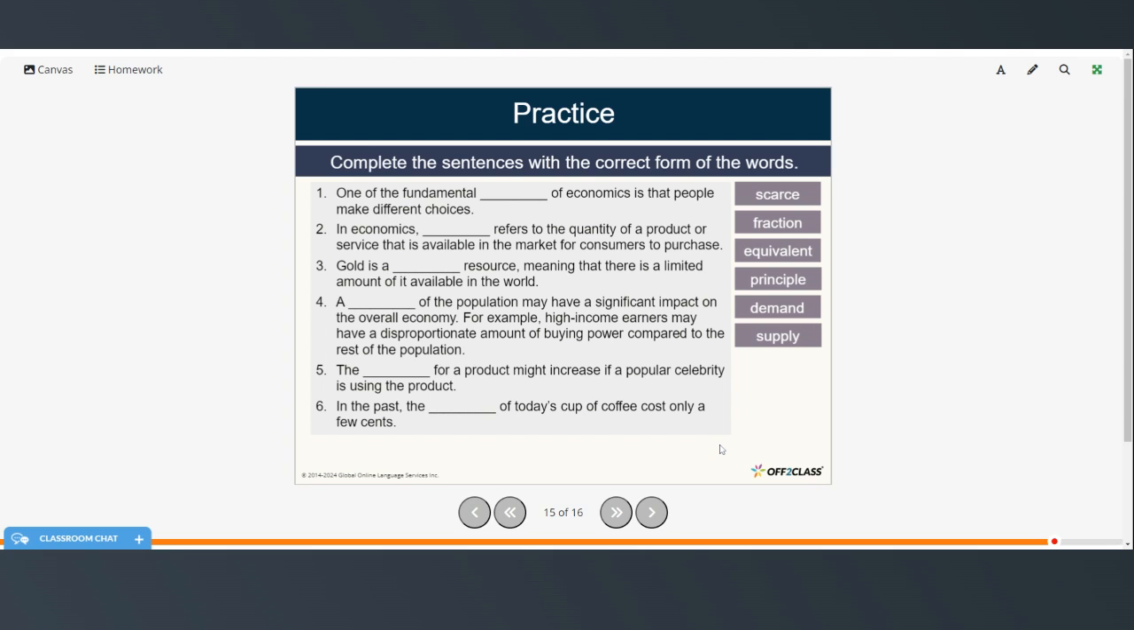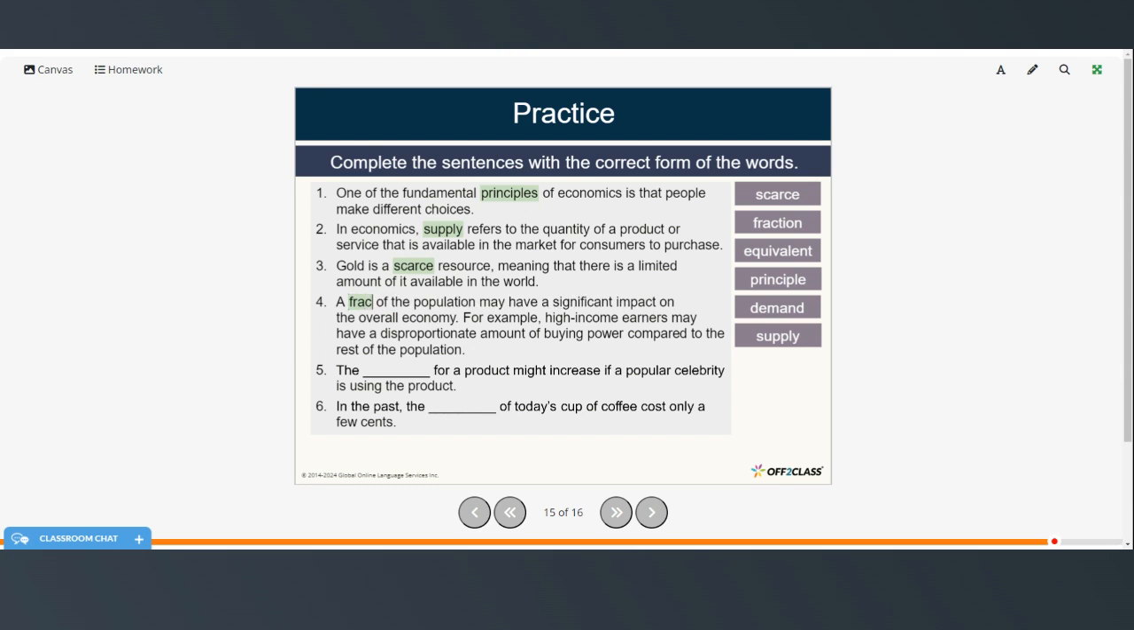All right, now you're going to complete the sentences with the correct form of the words. So you may need to change the form of these words to make grammatical sense in the sentence. So one of the fundamental principles of economics is that people make different choices. In economics, supply refers to the quantity of a product or service that is available in the market for consumers to purchase. Gold is a scarce resource, meaning that there is a limited amount of it available in the world.